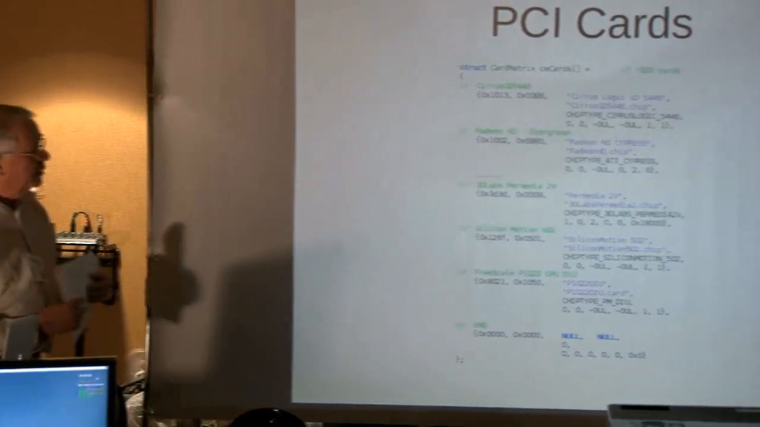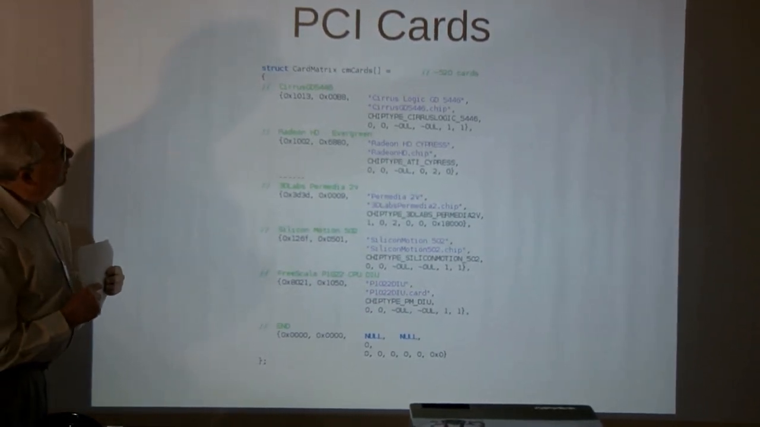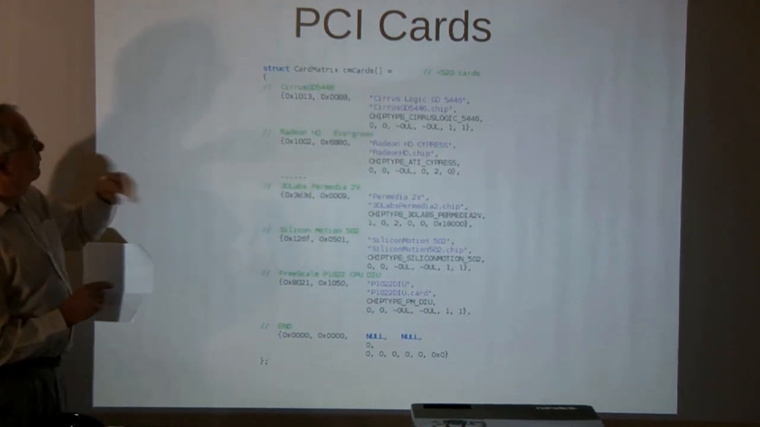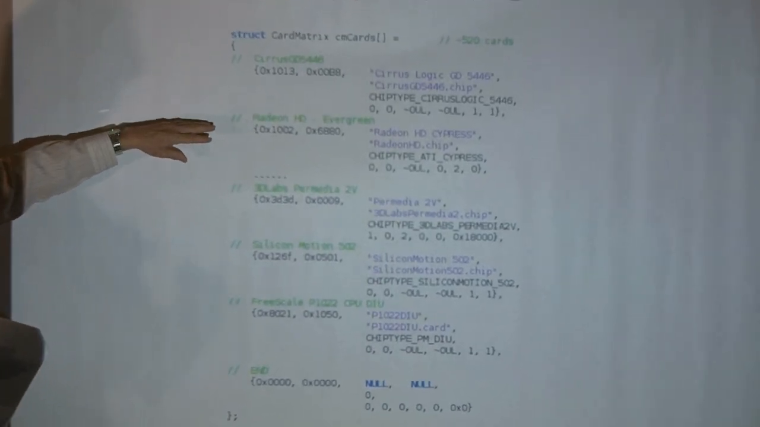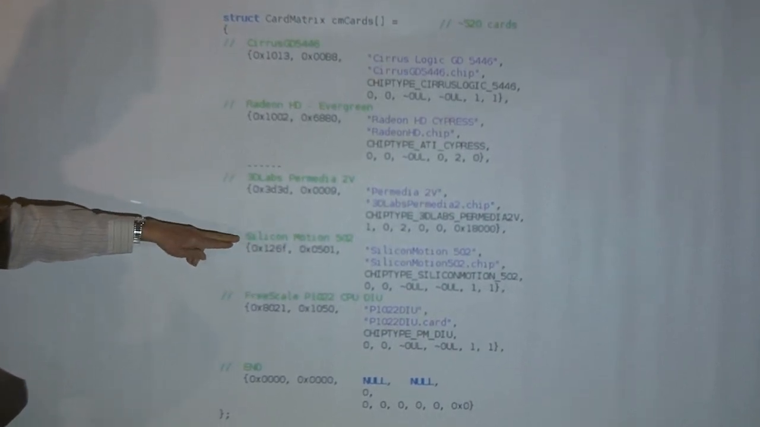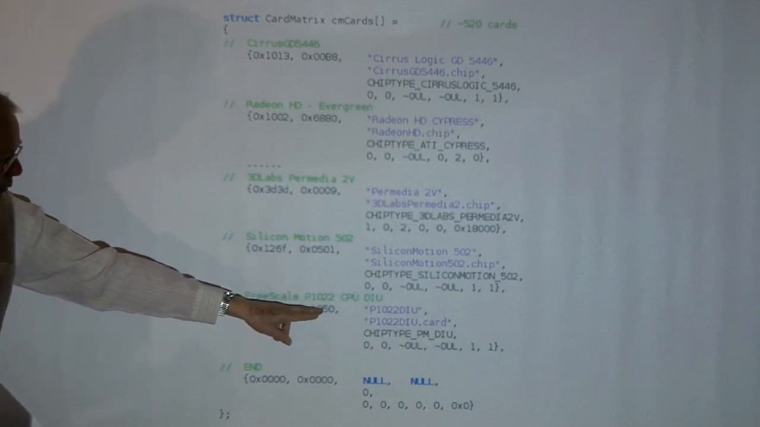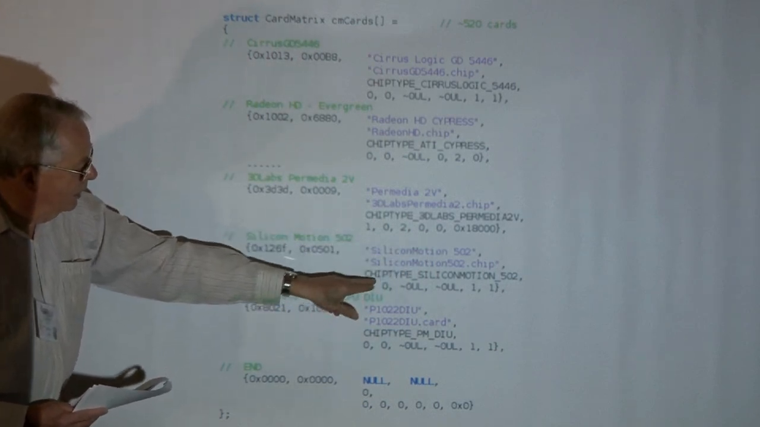Okay, PCI cards. This is a part of the table which I mentioned, used by PCI graphics. There are 520 cards, sorry, I don't know the exact number. You've got your Cirrus, your Radeon, hundreds of Radeons literally, your Permedia, Silicon Motion, which is the one on the SAM460. This is the new one in the CPU, which I've added, and a null to complete the table. So it's easy to add a new one, as you can see. What you've got to do is fill in the name of the driver, its addresses, a few tags, and so on.